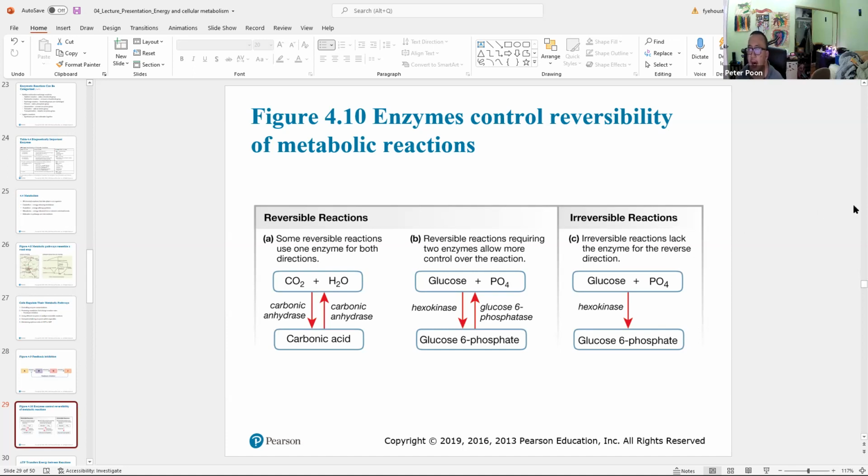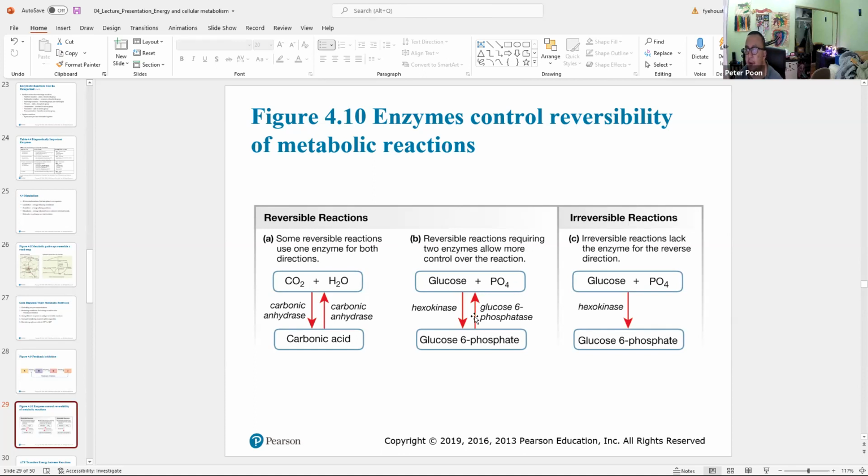So most enzymes actually catalyze reversible reactions. Reversible reactions are ones where you can go back and forth very easily using the same enzyme, carbonic anhydrase, and you can switch CO2 plus water into carbonic acid very easily, because these are reversible. Their delta Gs are very close to 0, so they're reversible.